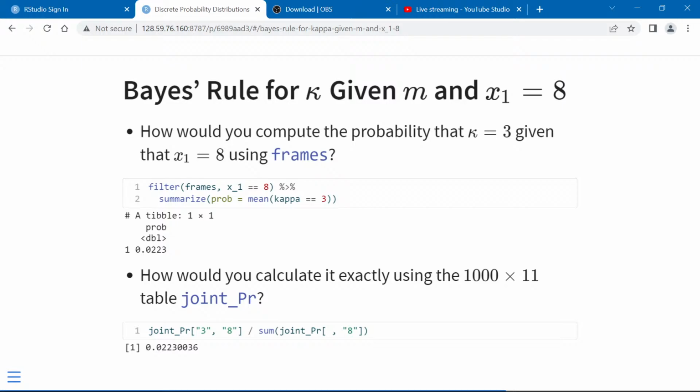And it turns out to be the same number that we got the modern way from simulations. So Bayes' rule is correctly matching the properties of our model of bowling, where we have Poisson beliefs about kappa, and we might observe a data point such as x1 is equal to 8.